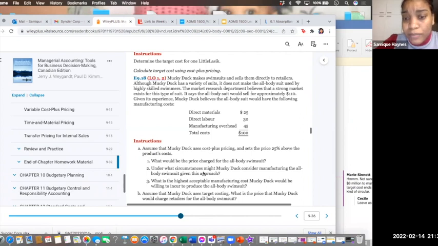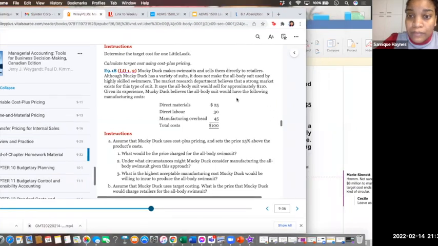Part 2 says, under what circumstances might Lucky Duck consider manufacturing the all-body swimsuit given this approach? Look right here, it says the all-body swimsuit would sell for approximately $110. If it's going to sell for $110 and we have looked at our total cost and calculated the price we should charge for it to make sense for us, then it's $125. That is a lot less. The selling price we can actually charge for people to buy it is $110. It's less than how much we calculated our price to be in part 1. So why would we sell it? What circumstances would we sell it?